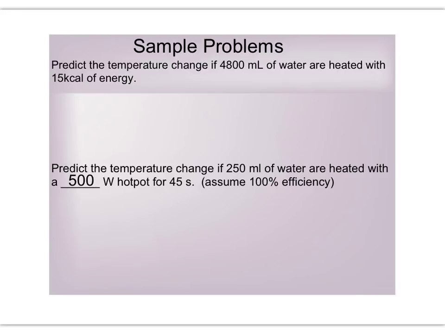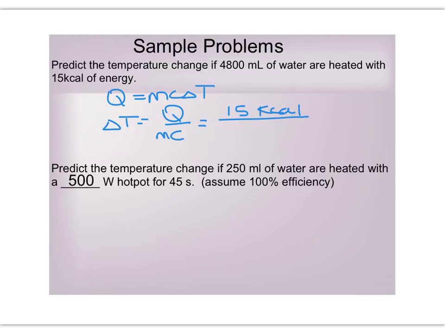Okay, so if we're predicting a temperature change, we're going to go with Q equals mc delta T. In other words, delta T equals Q over mc. And Q was given to us in kilocalories, which is fine. I can leave it in kilocalories, or I could have changed it to joules. The mass, well, the volume is 4,800 milliliters. We know that the density of water is 1 gram per milliliter, so we also have 4,800 grams of water. So that's 4.8 kilograms of water.